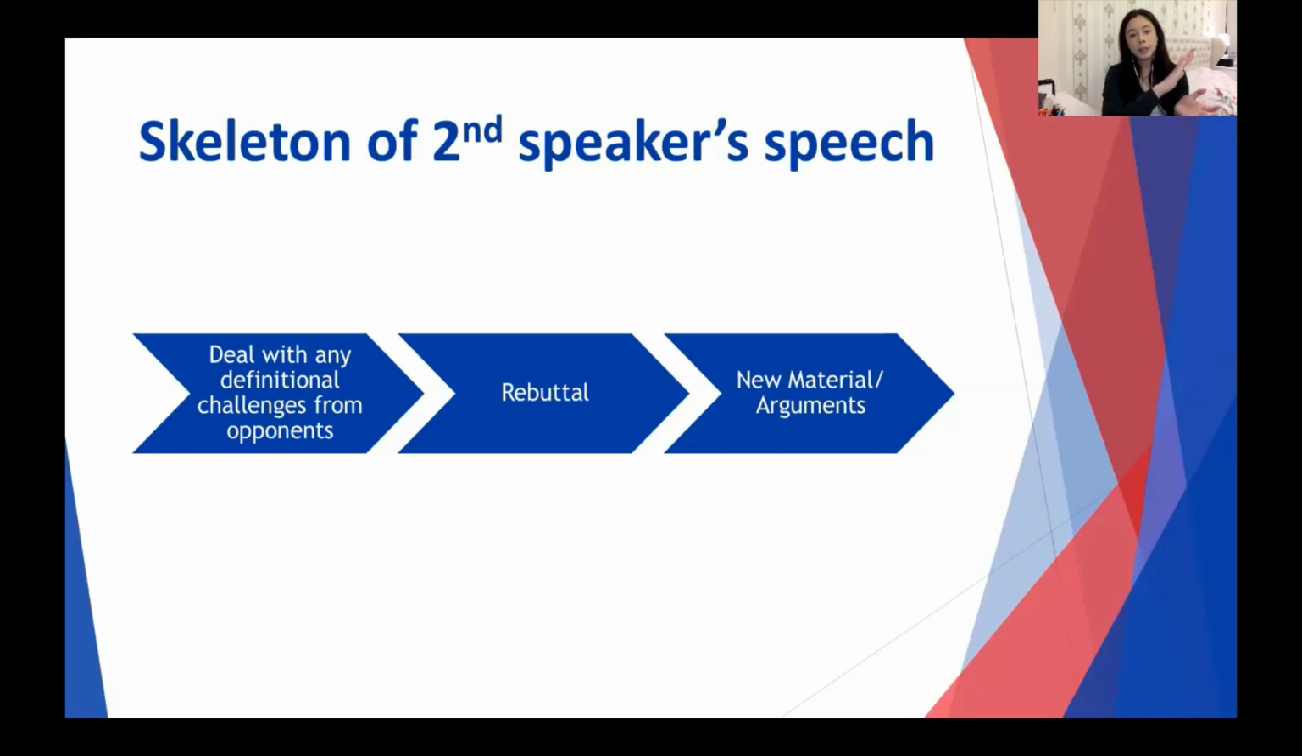And then after you're done with dealing with definitional challenges, the second thing is to go through rebuttals. Any rebuttals that you think are not included in your arguments, just outline them straight off and present those rebuttals there and then. And then you can go into your new material or your arguments. Again, as mentioned before, this is not the only way second speakers can present their speech, but this is a good foundation or starting point for you to learn how to perfect or internalize a second speech structure.